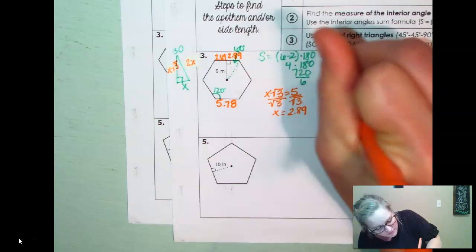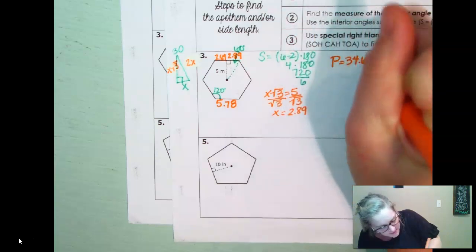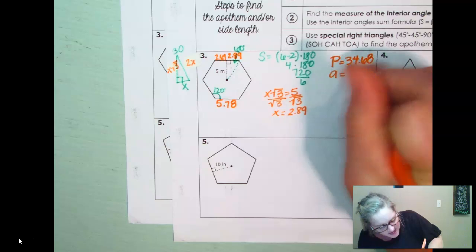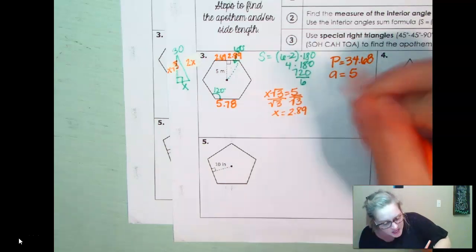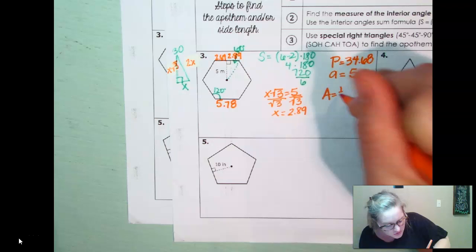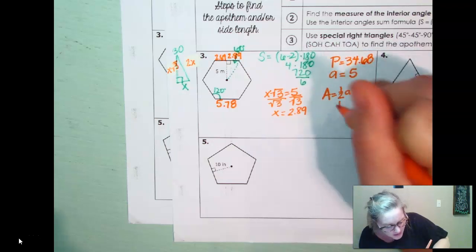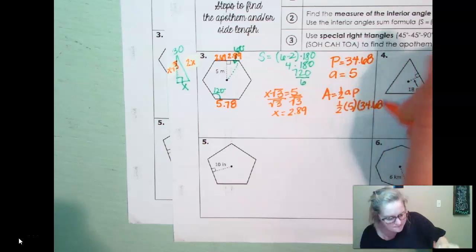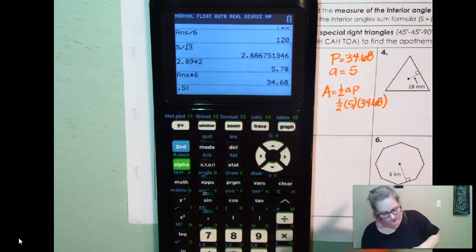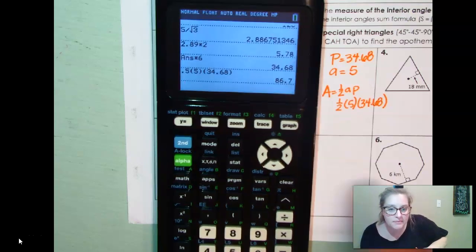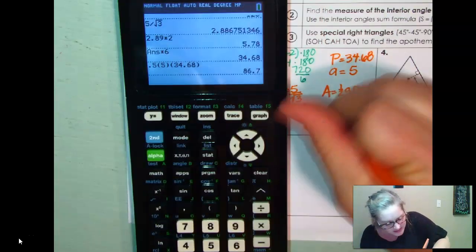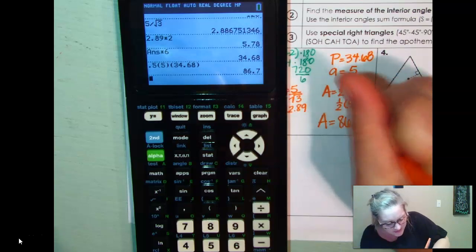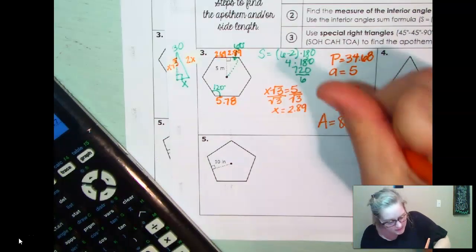Okay, my a was 5. That was given information. And now that I have the given information, I just do 1/2 a p. So 1/2 times 5 times 34.68. So that's 0.5 times 5 times 34.68. That gives me 86.4. And that is the area. I'm sorry, 86.7. And what are we dealing with? Meters squared.